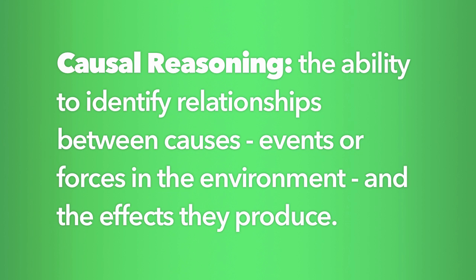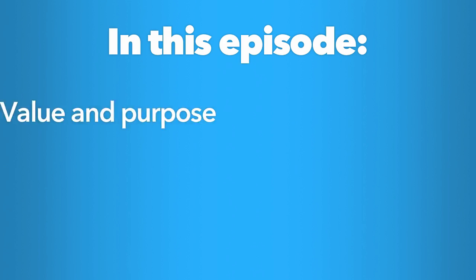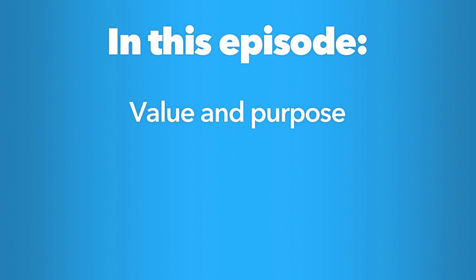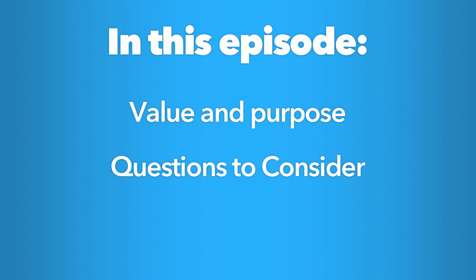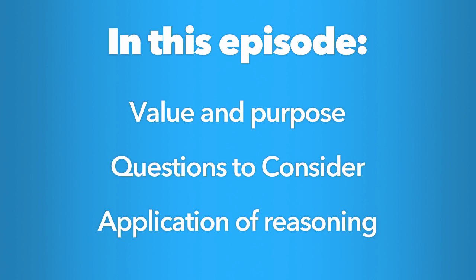Often people want to make an argument about why something has happened or whether something is likely to happen. In order to make that kind of an argument, it is necessary to say something about what has caused or is likely to cause a given event or outcome. In this episode, you will learn about the value and purpose of causal reasoning, important questions to consider when engaging in causal reasoning, and how to apply that reasoning.